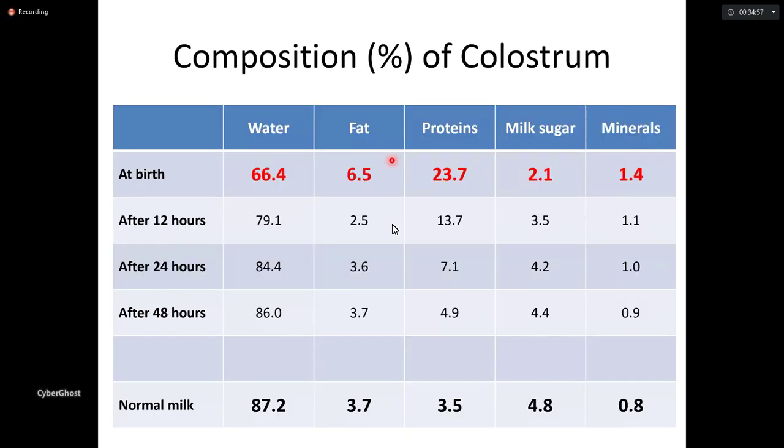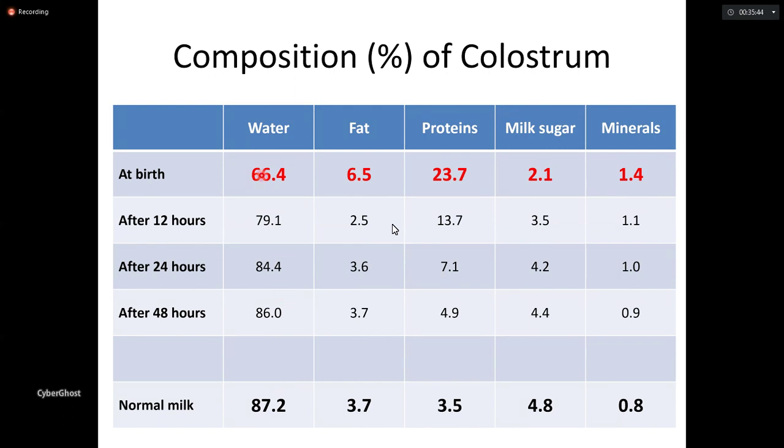Right? This is just to give you some idea of the composition of colostrum, so we can compare it. As soon as they are born, you can see the mother's colostrum composition, right? In general, what we drink, whether from the shop or milk powder, on average contains about 87% water plus about 12.5% solids, right? So that's what is contained in milk.